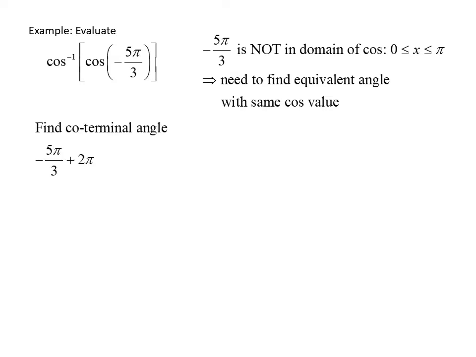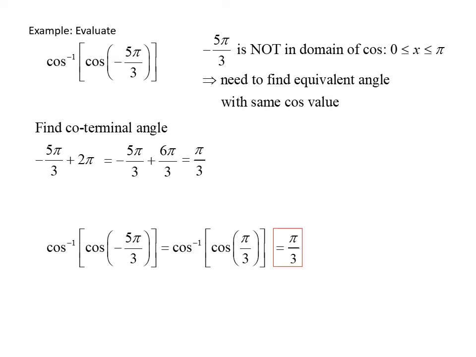To find our coterminal angle, we're going to take negative 5 pi over 3 and add 2 pi to it. So that'll be negative 5 pi over 3 plus 6 pi over 3, and that's going to give us pi over 3. So we're going to have the inverse cosine of the cosine of negative 5 pi over 3. That'll be the same thing as the inverse cosine of the cosine of pi over 3. Well, pi over 3 is within that range from 0 to pi, so the cosine and inverse cosine will cancel out, and we'll get pi over 3 as our final answer here.